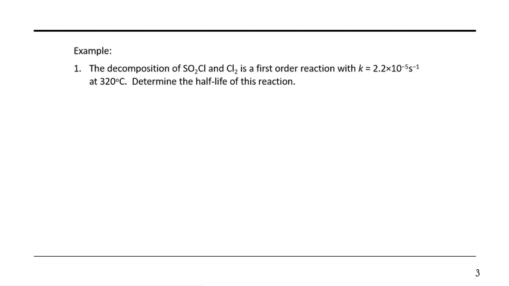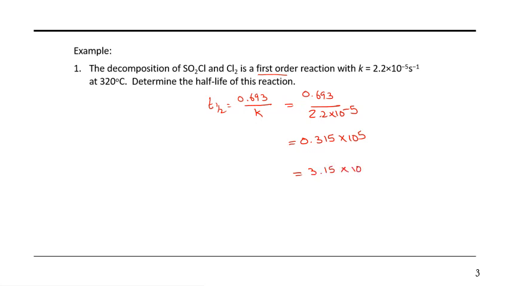So what we will do is use the formula t half. It is already said that it is a first-order reaction, so we know we have to use t half equals 0.693 divided by k. Since I have k given, I can simply substitute 0.693 divided by 2.2 times 10 to the power negative 5. That will equal 0.315 times 10 to the power 5. I can write that in scientific notation as 3.15 times 10 to the power 4. The unit will be seconds.